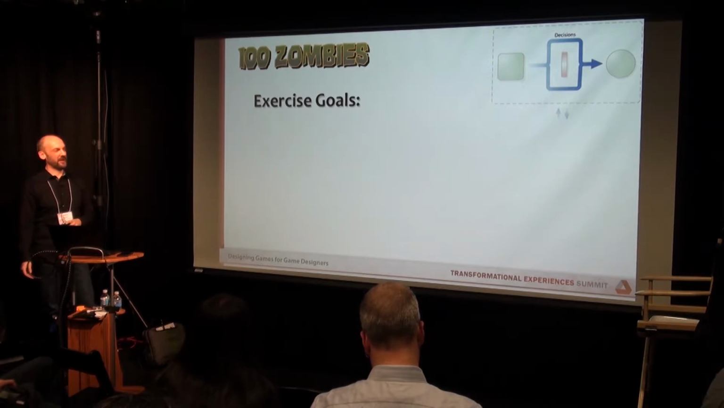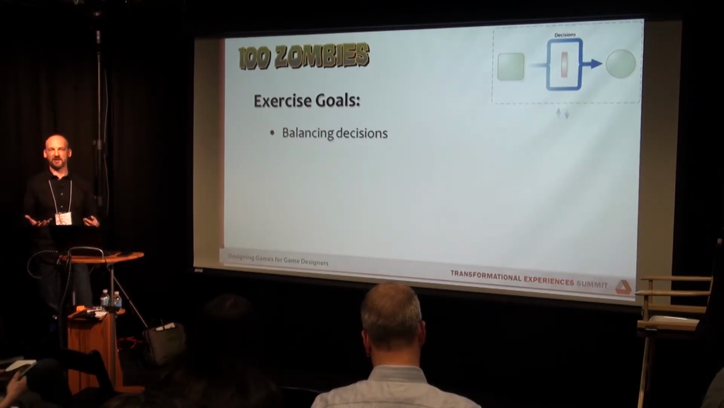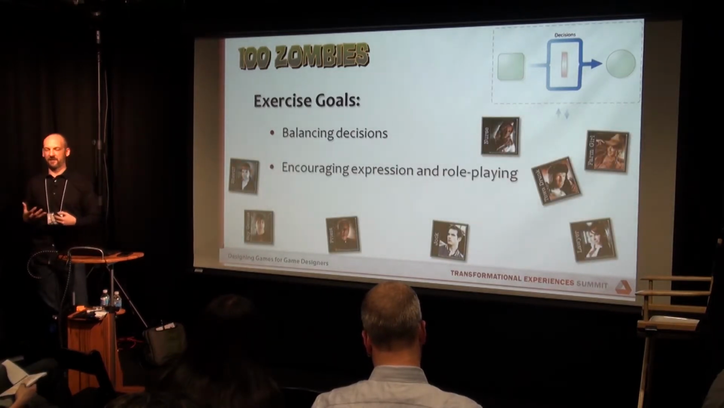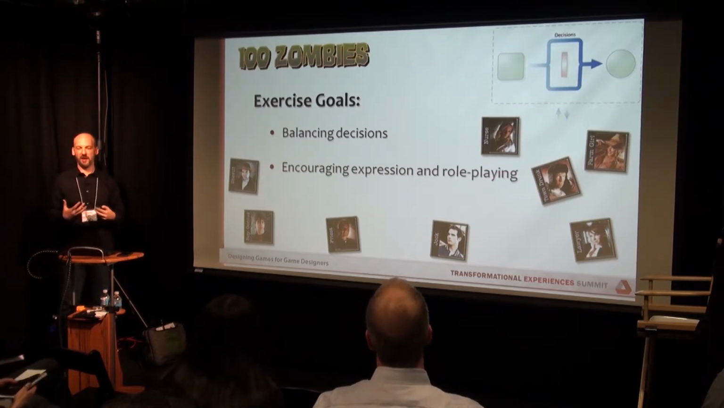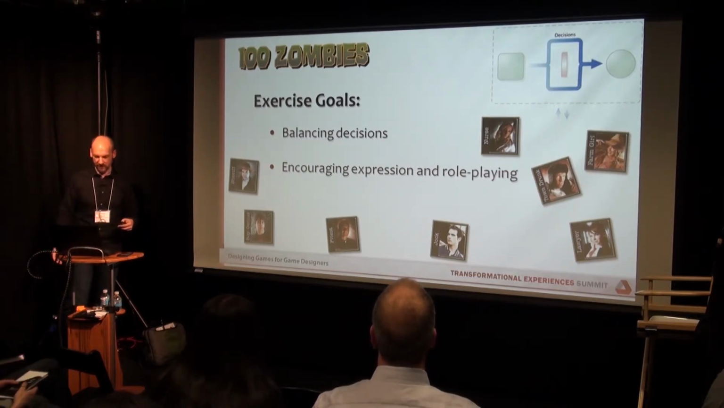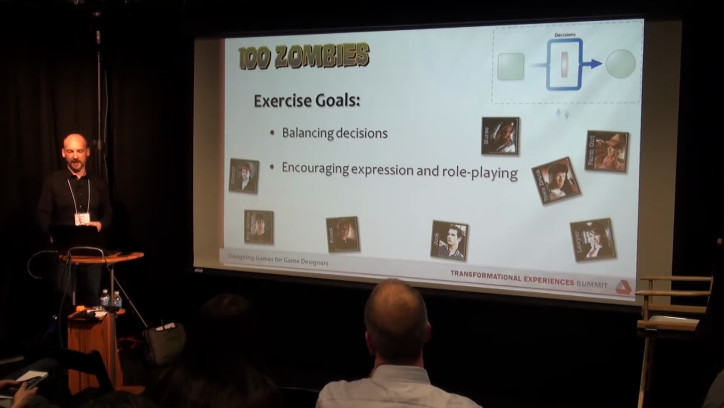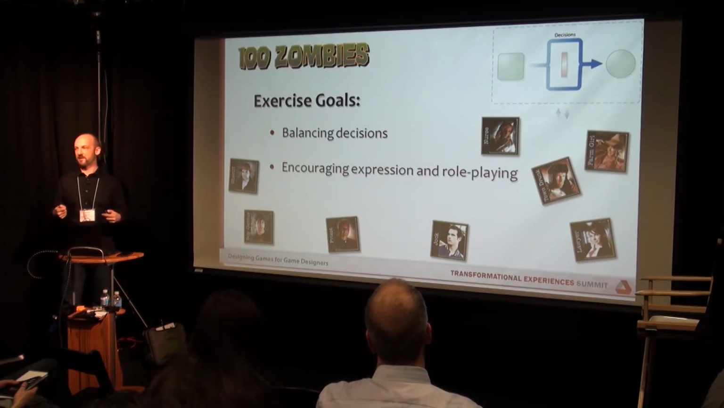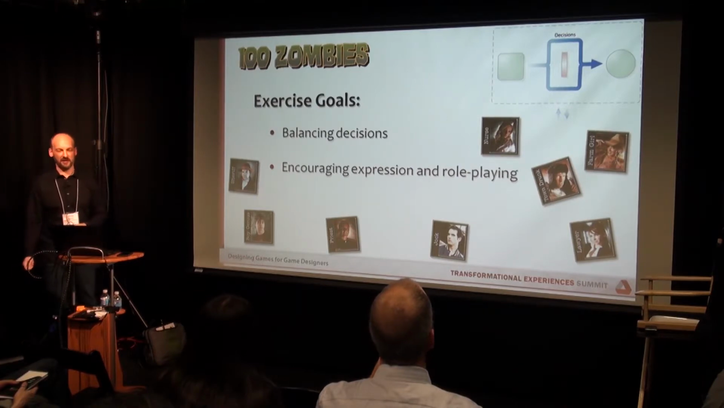So for this one, we work on this exercise called 100 Zombies. It's trying to balance the decisions that are going to go on in the game. And we try to really get expression and role-playing out of this. So while they're playing the game, they're also becoming one of these characters. I stole these pieces from a board game called Last Night on Earth and kind of repurposed them. They're the stereotype B-movie zombie characters you would see in a bad movie.